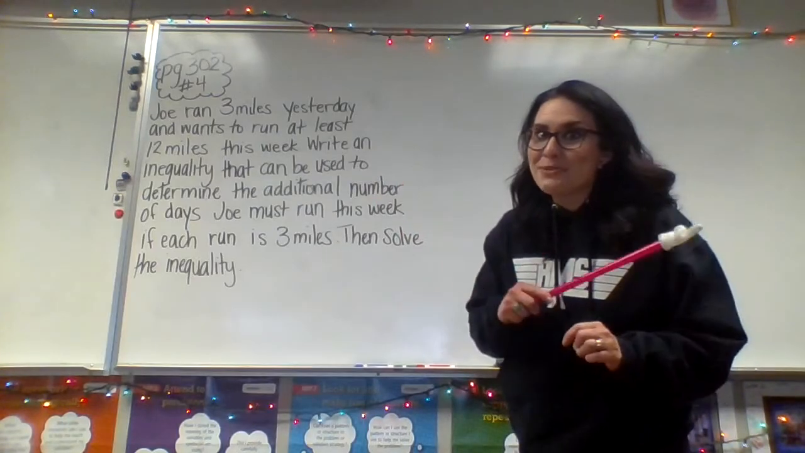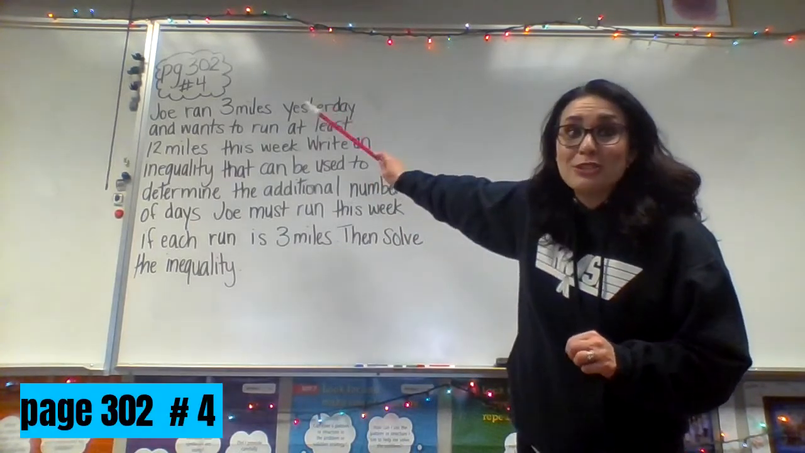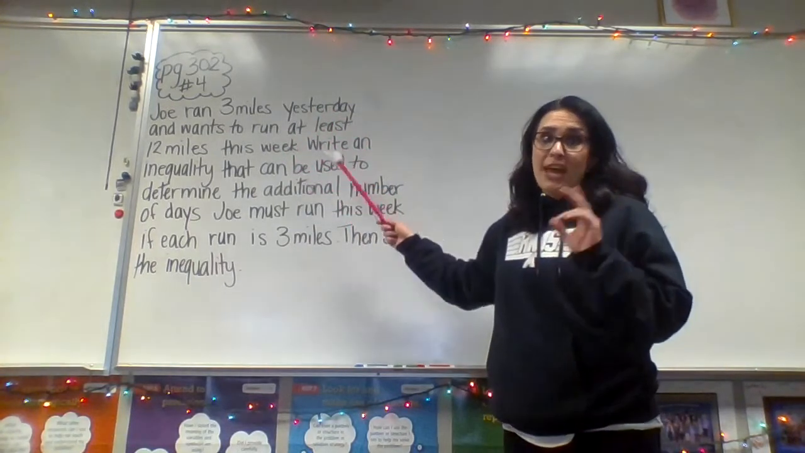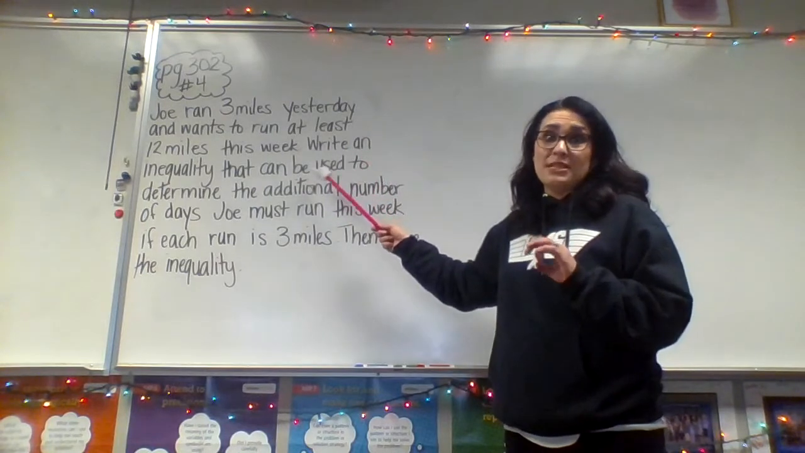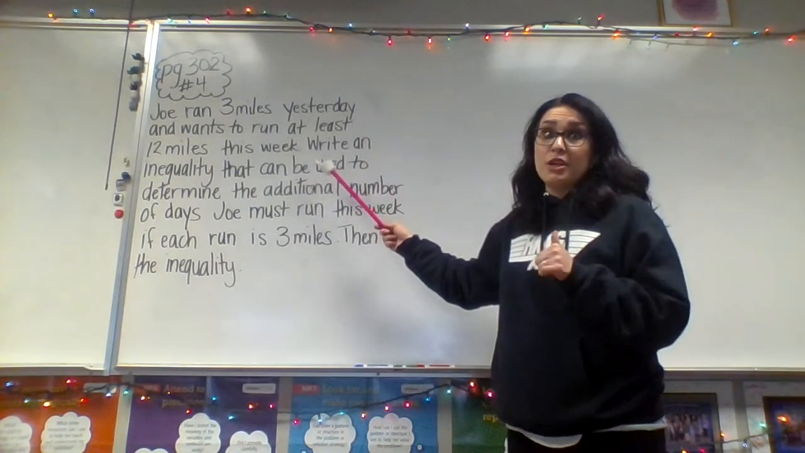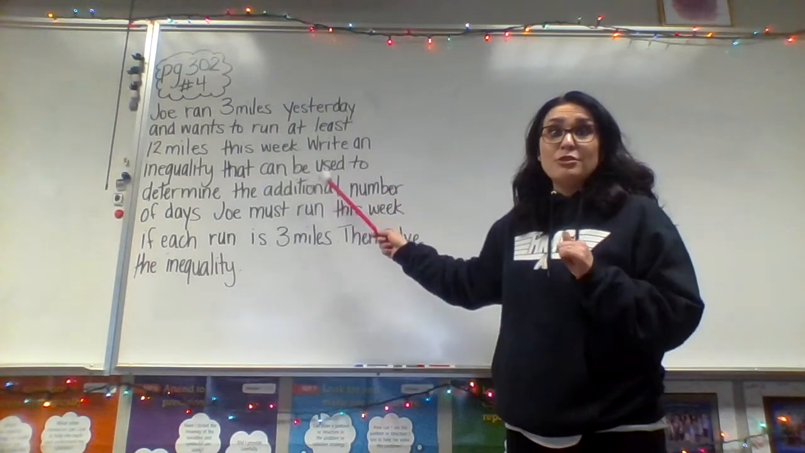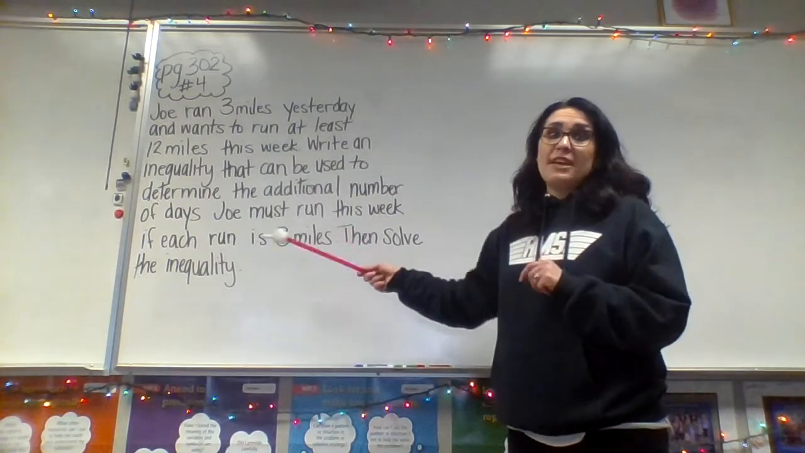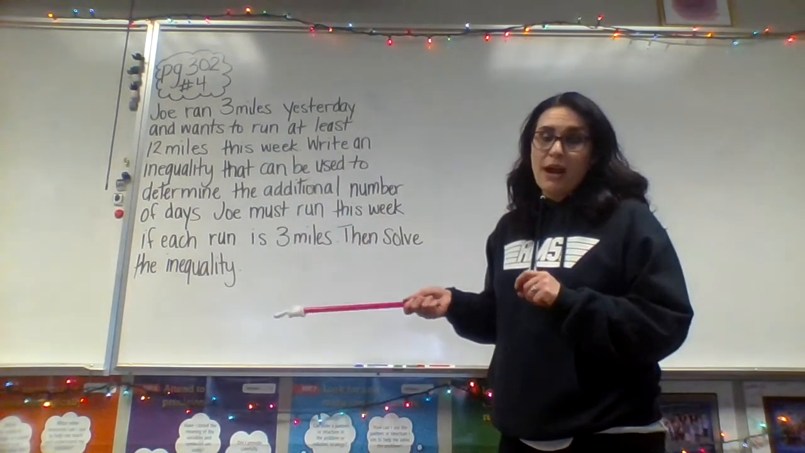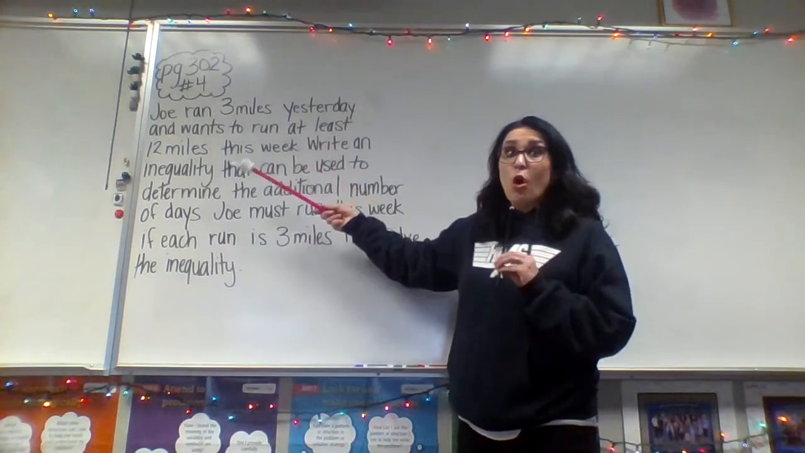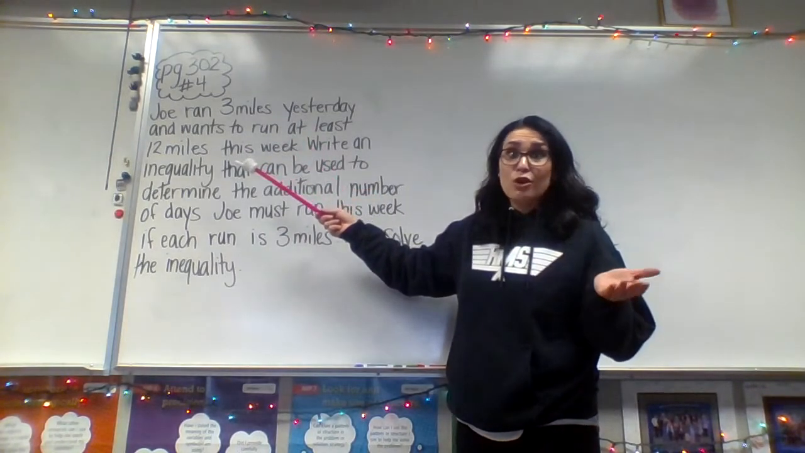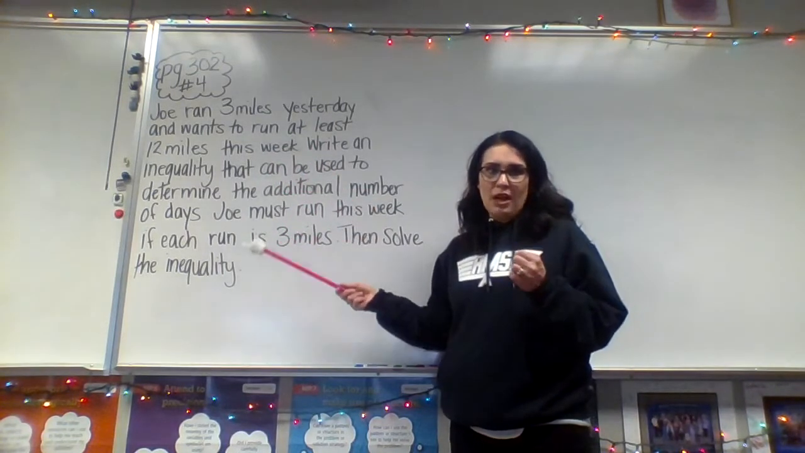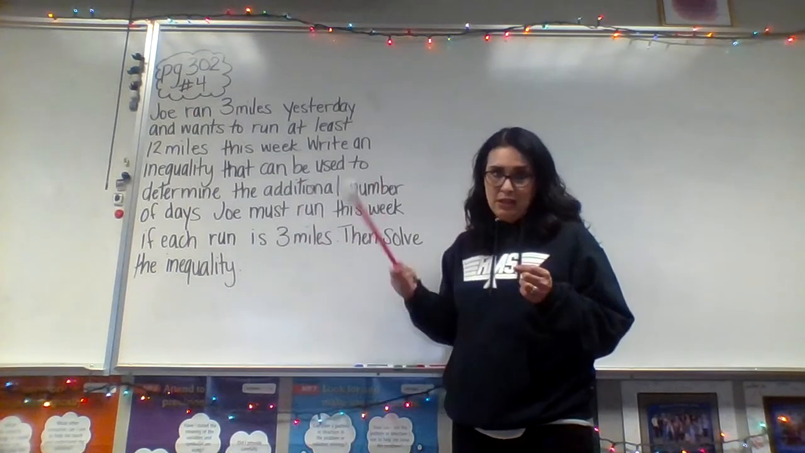All right, my friends, so the next one that we're going to be looking at together is on page 302, and it's number 4. It's about our friend Joe. Now, Joe ran 3 miles yesterday and wants to run at least 12 more miles this week. Woohoo, great for you, Joe. Write an inequality that can be used to determine the additional number of days Joe must run this week if each run is 3 miles. Then solve that inequality, right? So he's already run 3 miles. His goal is 12 miles, so he's already on his way to his goal. Good for Joe, right? And we're trying to figure out, well, how many days does he need to continue to run if he's running 3 miles every single day, right?